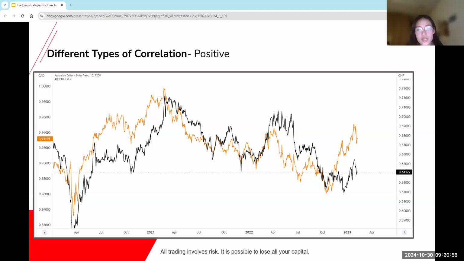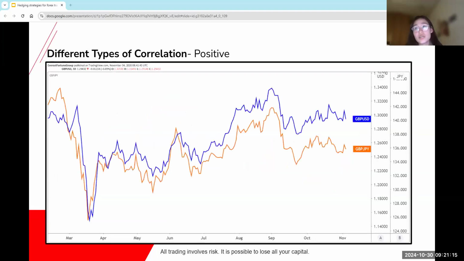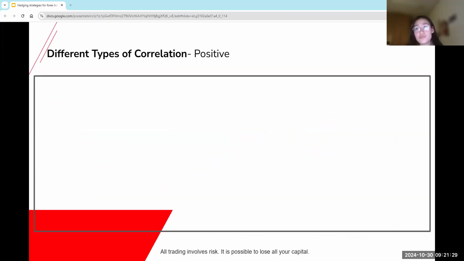Yeah, so back to what I was saying, this is a tool on TradingView that just allows you to compare the two different price charts on the same price scale so that you can see exactly how positively or negatively correlated they are. Another example we have is the pound dollar and pound yen, and you can see that the shape of the price charts are very similar. So both are also very positively correlated.